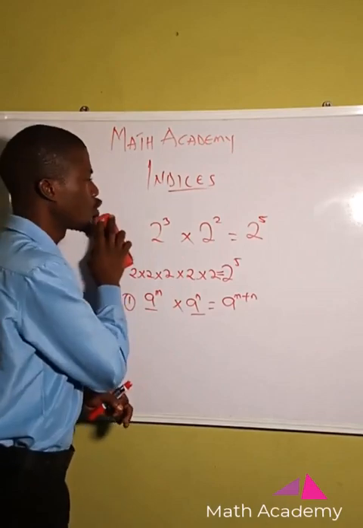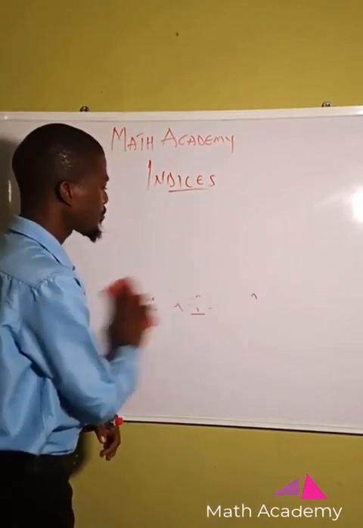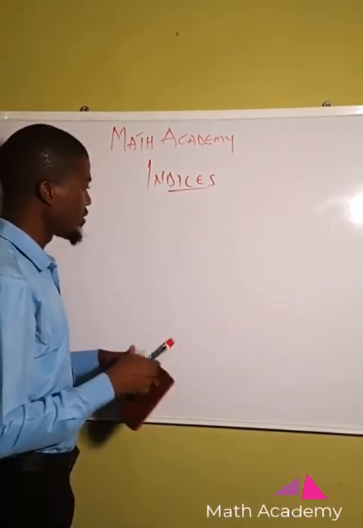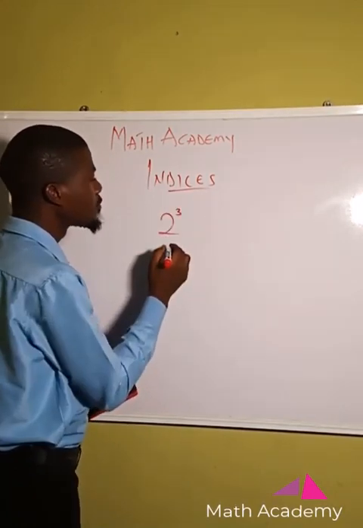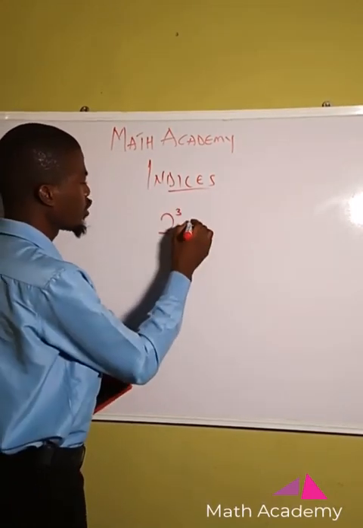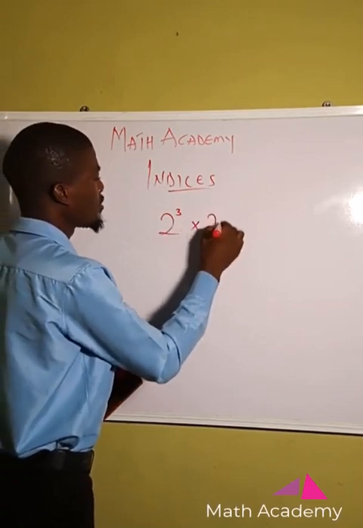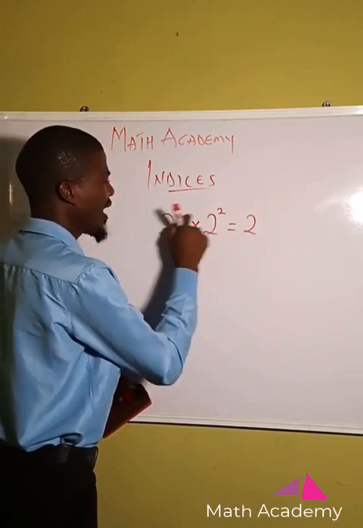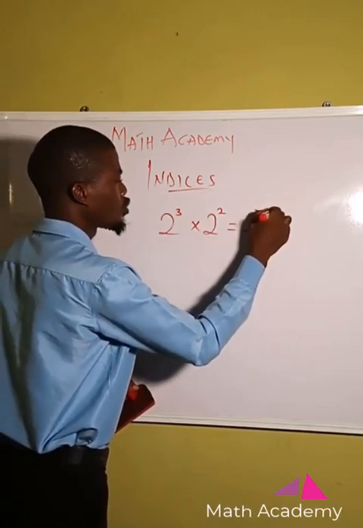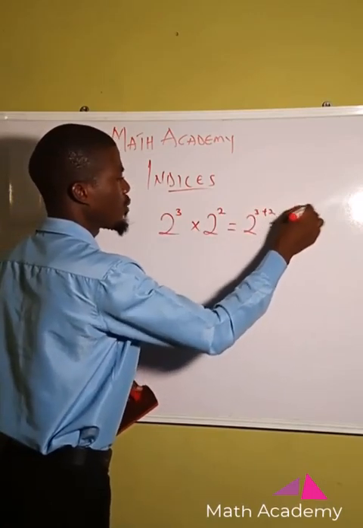Two things you need to note when solving indices. The question may come this way, 2 raised to power 3 times 2 raised to power 2. This is going to give us, take one base, 2, and add the indices together, which is 3 plus 2, which equals 2 raised to power 5.